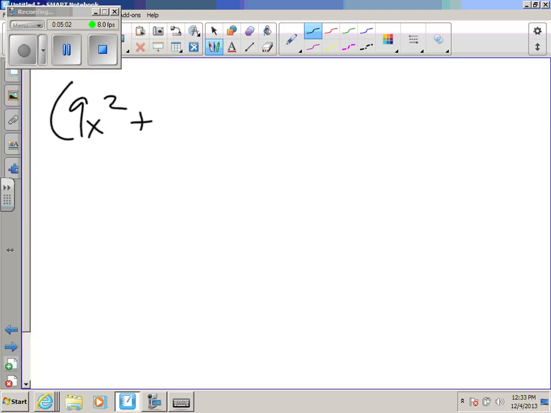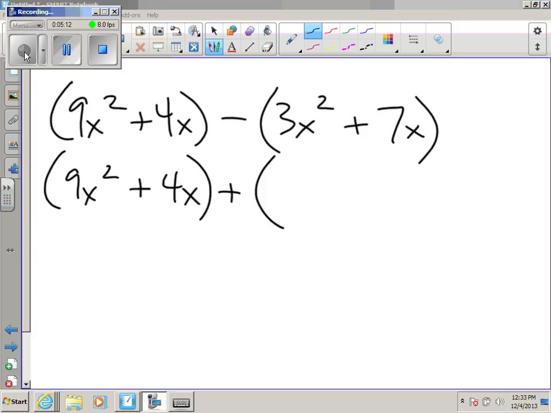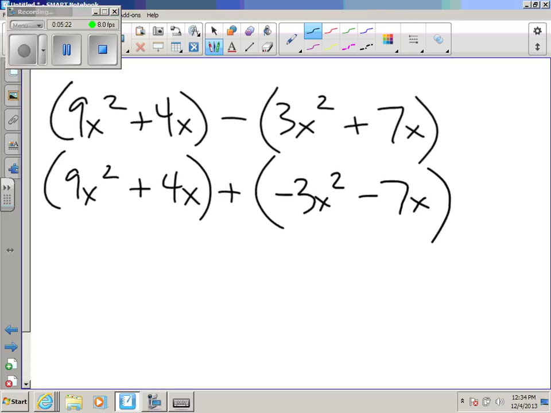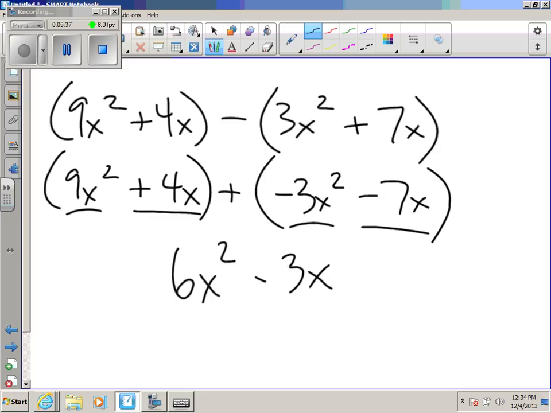9x squared plus 4x minus 3x squared plus 7x. Look, the first one's not going to change. How are we going to fix the other set of parentheses, Raven? Good. Now from here, a 9x squared with a negative 3x squared is a 6x squared. A 4x with a negative 7x. Okay, good. Got it?